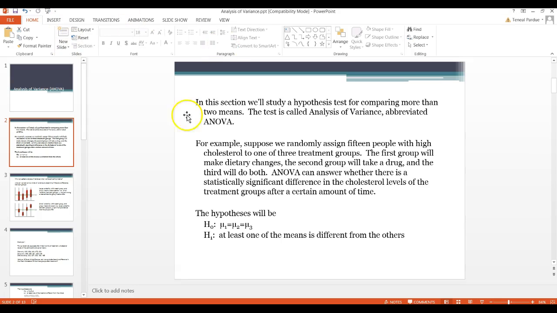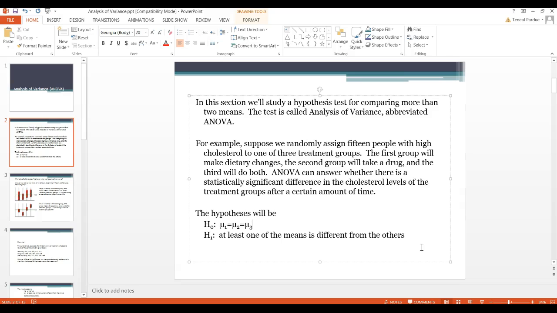The hypotheses: for this one we've got three groups, so the null hypothesis is that all three of those groups are the same. If we had 5 groups, we'd have mu1 equals mu2 equals mu3 equals mu4 equals mu5. And the alternative hypothesis is always going to be that at least one of the means is different from the others. I want to point out that that's different from saying that they're all different from each other. It could very well be that 2 of them are the same and one of them is different. So we don't say that they're all different from each other, but that at least one of them is different.